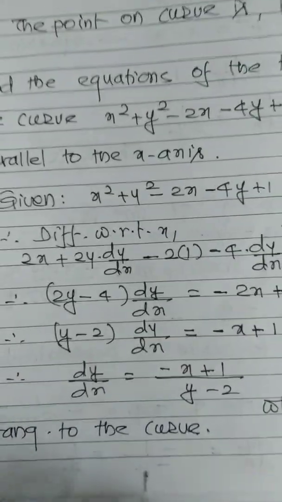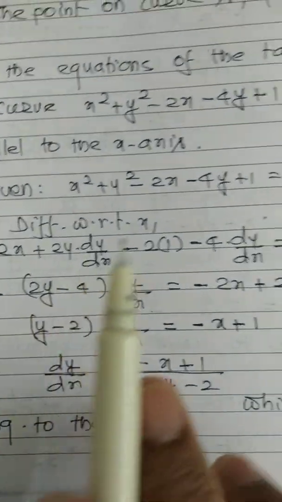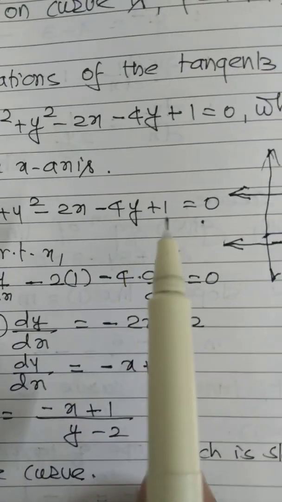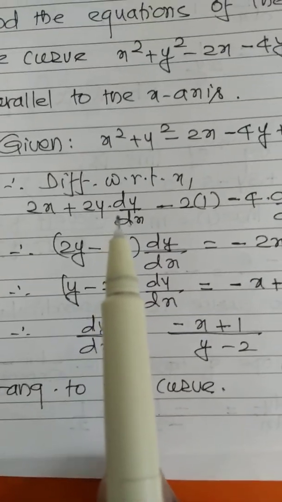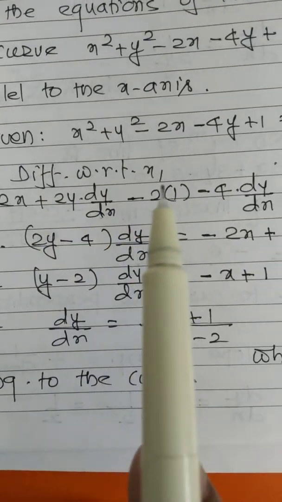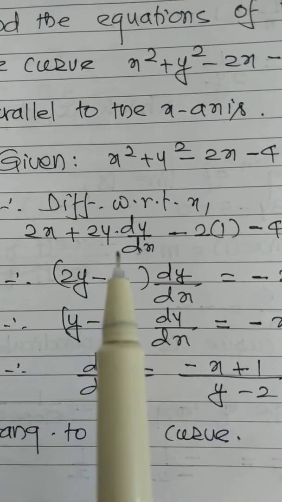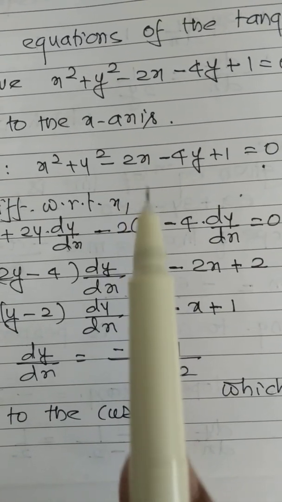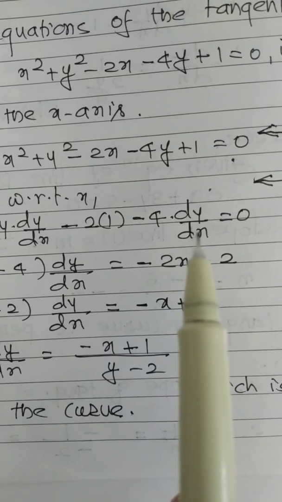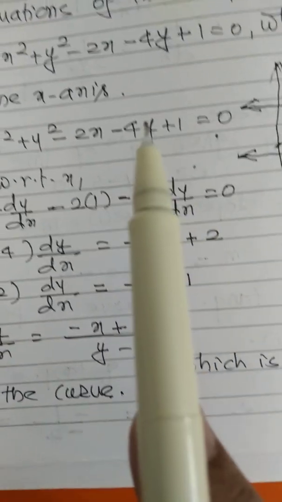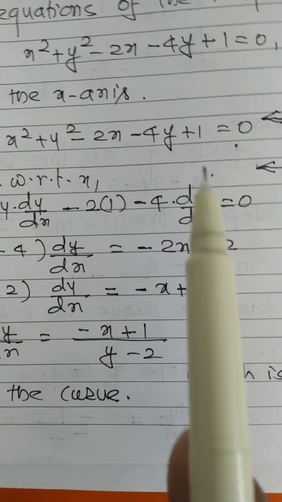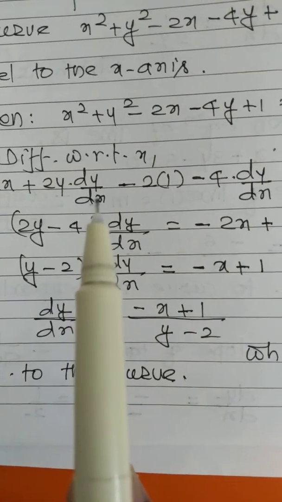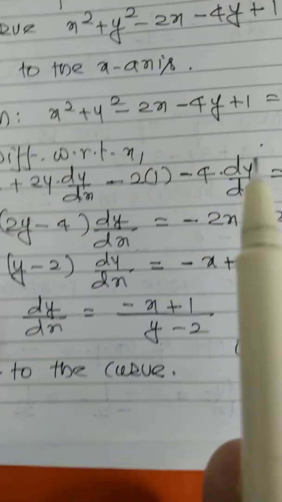First of all, the given equation of the curve is x square plus y square minus 2x minus 4y plus 1 equals 0. You call it an implicit function. So differentiate with respect to x. So 2x plus 2y into dy by dx minus 2 into 1, the derivative of x with respect to x, minus 4 into dy by dx, plus 1, whose derivative, being a constant, is 0. So it equals 0.